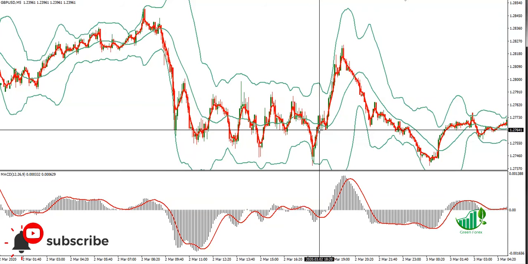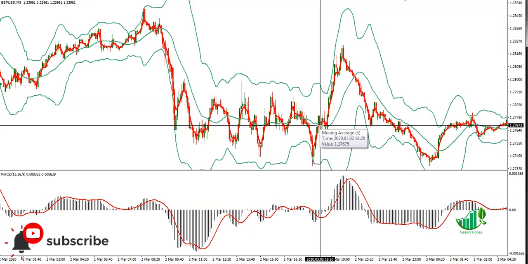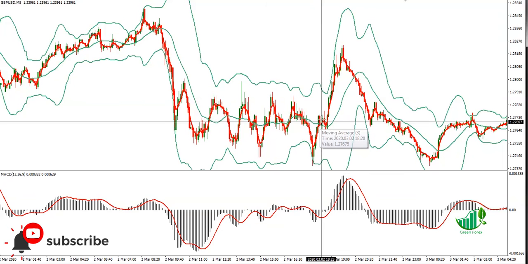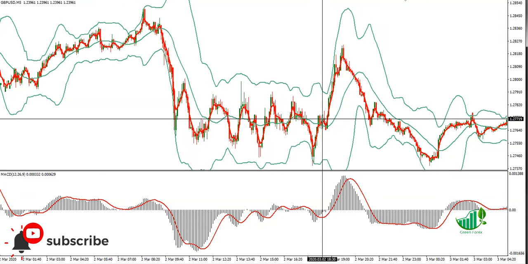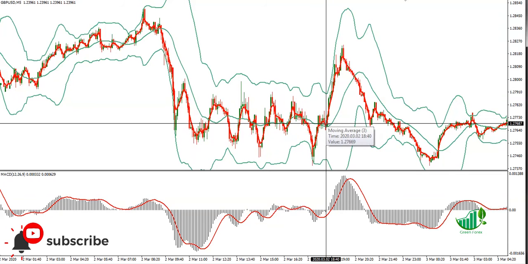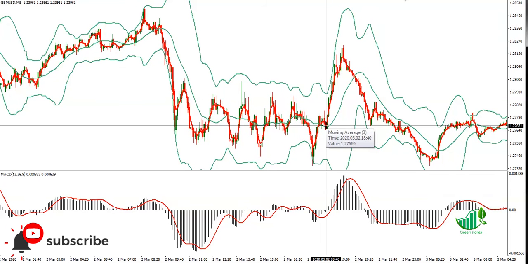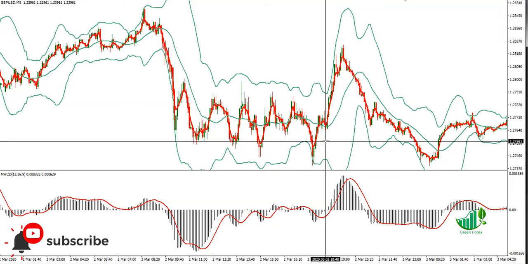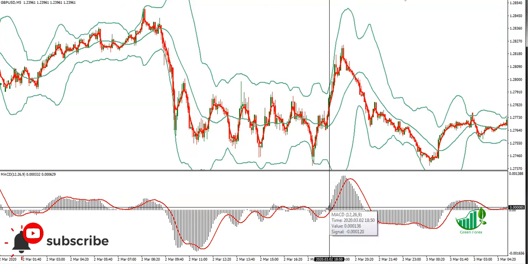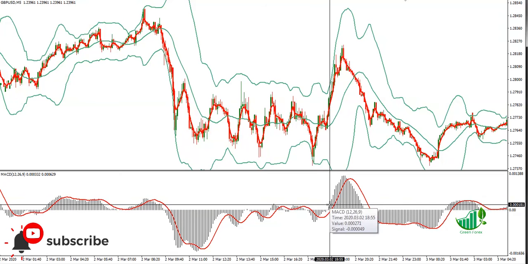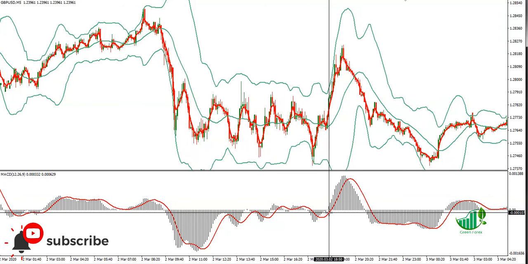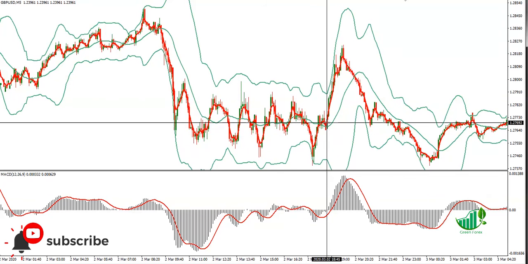Whenever the market crosses the middle line from down to upward like this, you will have a buy entry. This area is the first indication, and now the second indication: the MACD should cross from 0 to upward. These two indications must be kept in your mind when you are going to take a buy entry.